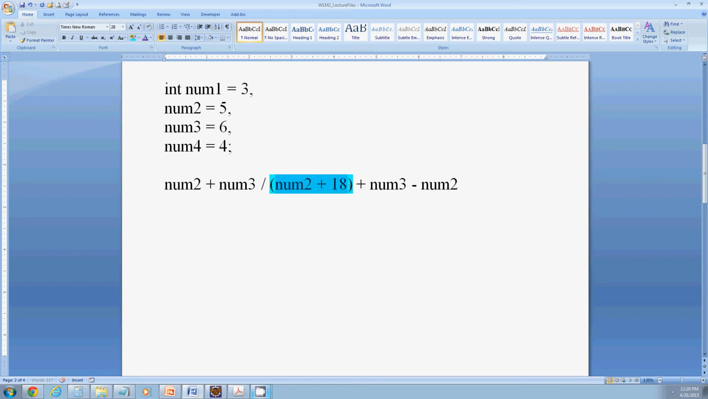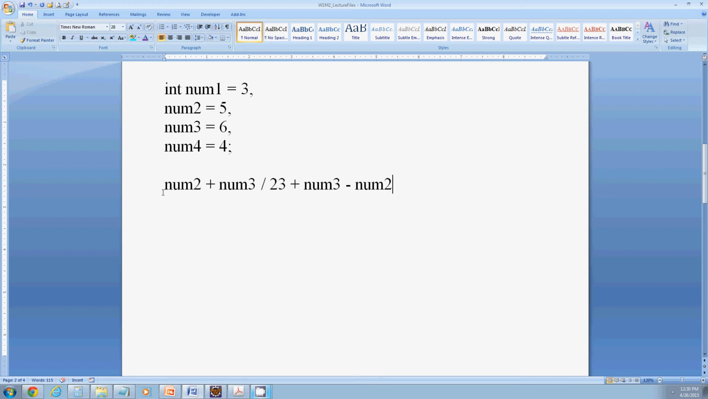We find one, and we replace... sorry, did I do that last one right? Num3, 6 times num1, yeah, okay, sorry. Num2 plus 18, which is 23. So we replace this whole expression with 23. Then we would continue looking for any other parentheses expressions, at which point we reach the end and we are done.